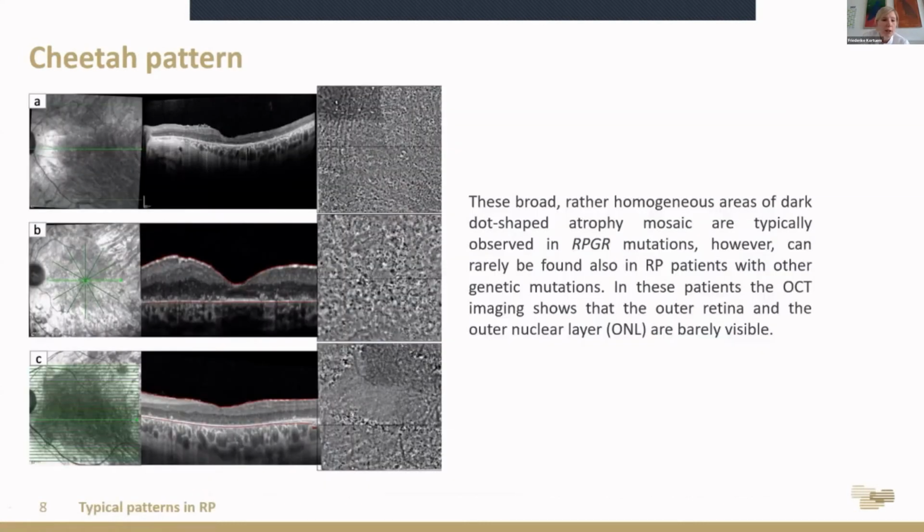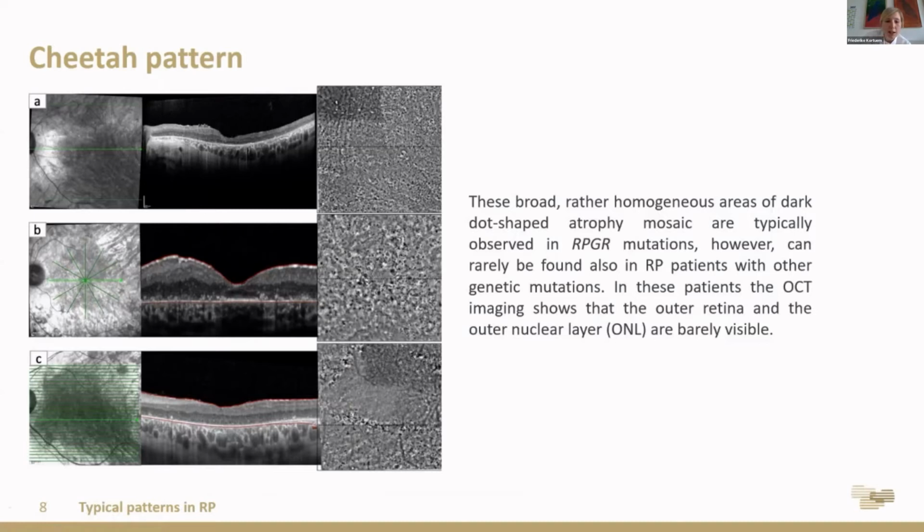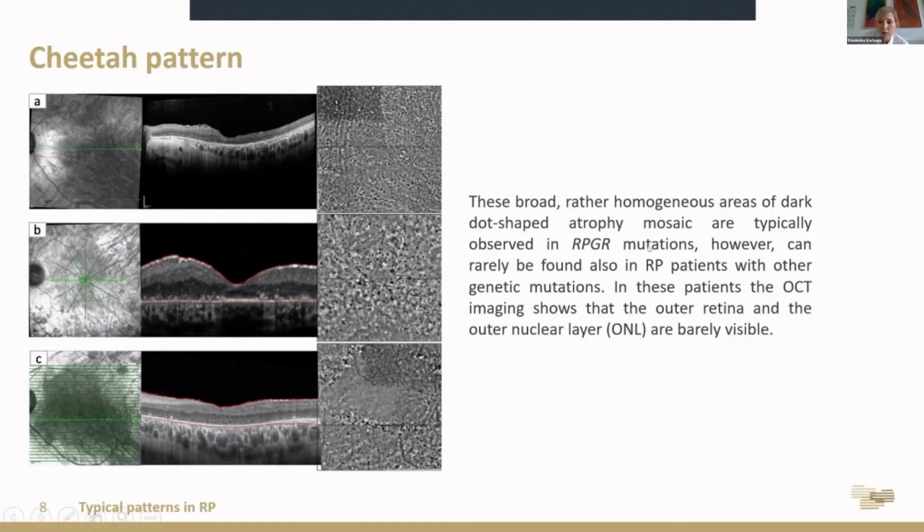Then we tried to establish the cheetah pattern. We call it this because it resembles the fur of the animal cheetah. It's nicely seen that there are rather homogeneous areas of dark dot-shaped atrophy. We could observe them very often in RPGR mutations. However, they can also be seen in other RP patients.